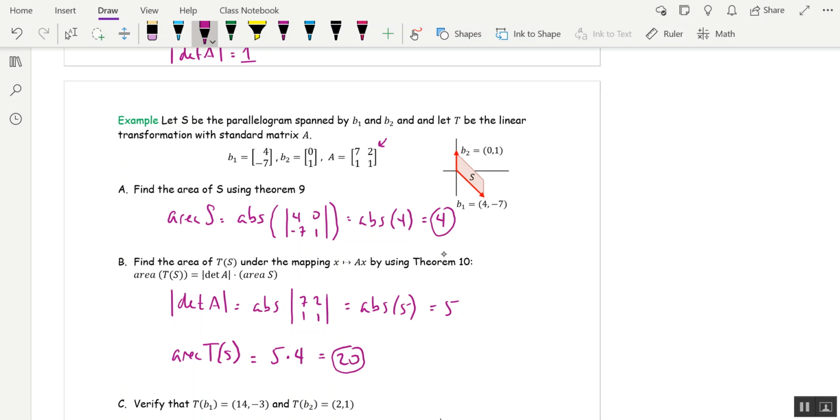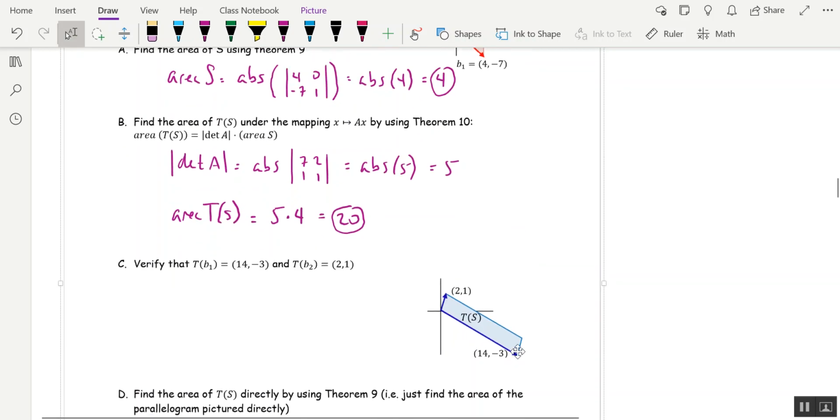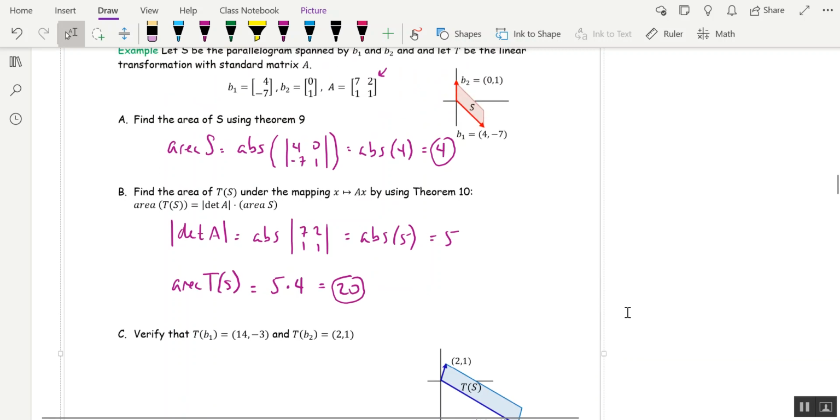All right, I'm going to verify this theorem in this case. So this is a long example, but what I'm doing is I found the area of T of S using the theorem, and now I'm going to find the area of T of S directly. So let's find T of S, see what it looks like. Here's a picture of it here. Verify that T takes B1 to this vector and B2 to this vector. So how would we do that? Well, we know the matrix for T. It's A. A is what? 7, 1, 2, 1, those two columns.